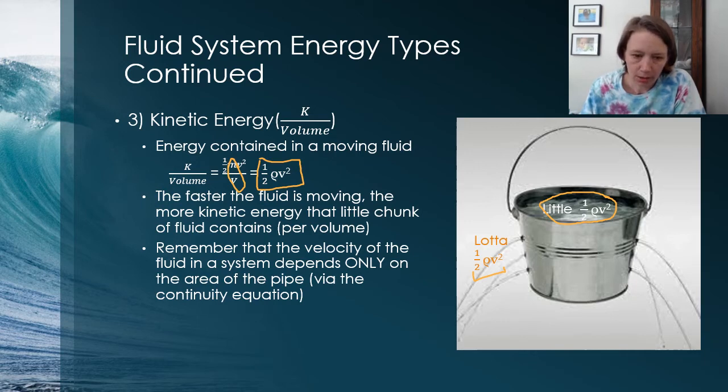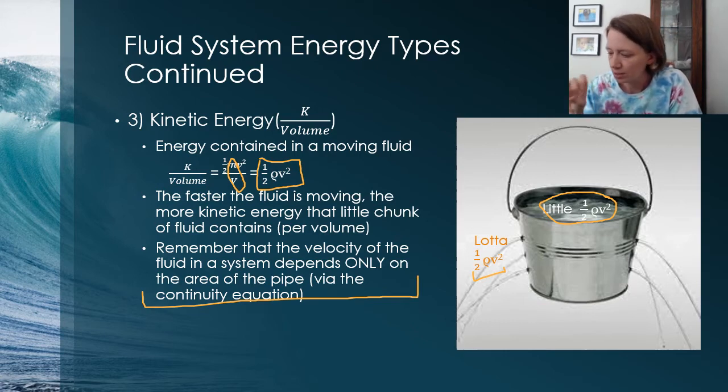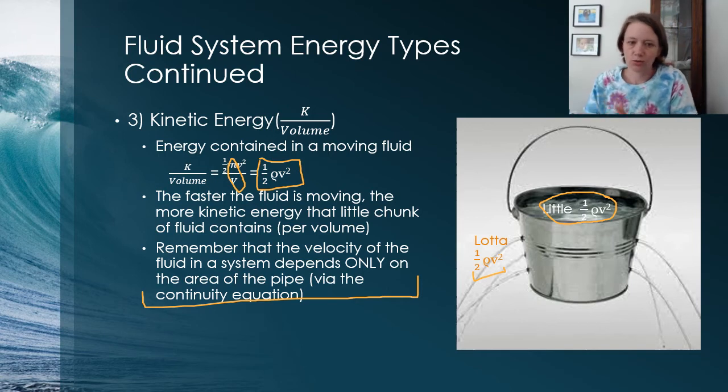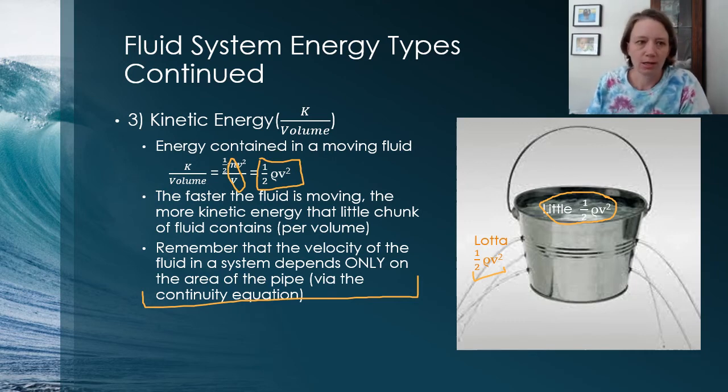One little reminder, this equation is often used together with the continuity equation, because when we're in a fluid system with pipes, for example, the velocity depends on the area. So often you're expected to calculate the v that you will be using in this equation by first using the continuity equation and the area of the pipe.